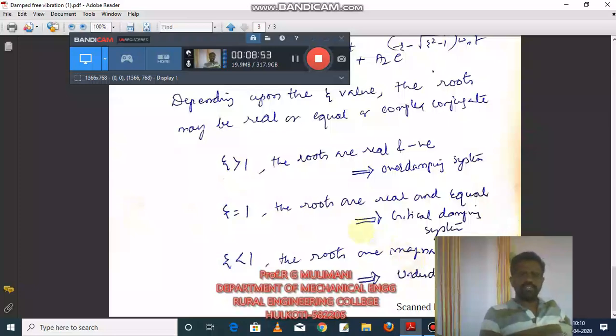Okay, depending upon the zeta value, the system changes. If zeta is more than 1, it is an over-damped system. If zeta is 1, then it is a critical damped system. When zeta is less than 1, then it is an under-damped system. Okay, in the next video we will see the response of the system for the over-damped system, critical damped system and under-damped system. Okay, thank you.